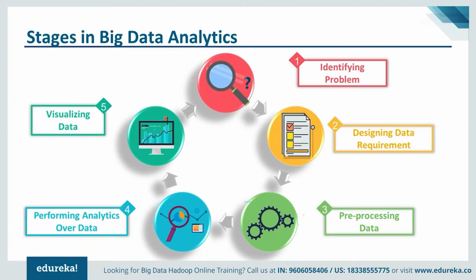The second step is to design our data requirement. Of course, after identifying the problem, we need to decide what kind of data is required for analyzing this particular problem. The third step is pre-processing.